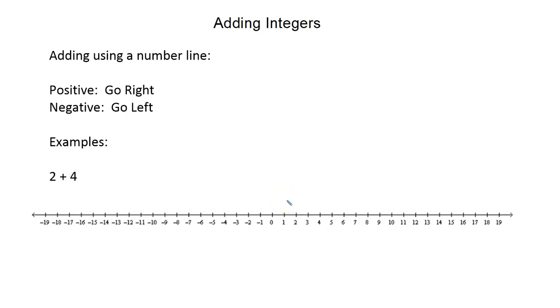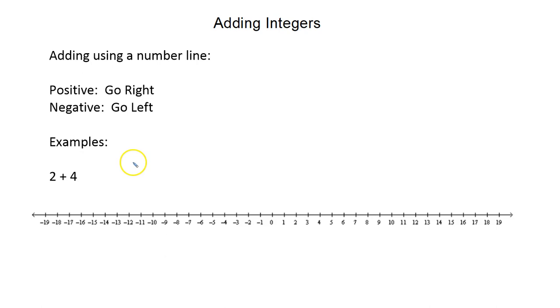Today we're going to do a lesson on adding integers. We are going to use a number of strategies. The first one we're going to use is a number line. So basically, you're going to move right when your number is positive, and you will move left on the number line if your number is negative.